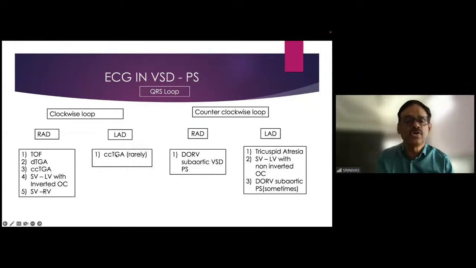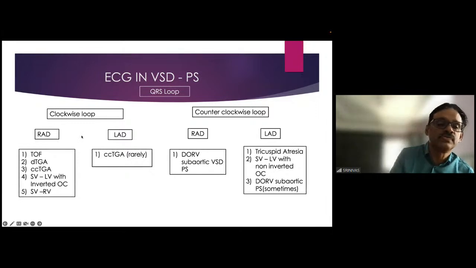In CCTGA, initially to start with, the axis will be left axis deviation. Even after the development of PS, sometimes the axis may remain as left axis deviation. It is extremely rare to have clockwise loop with left axis deviation in VSD-PS. This is usually an RV dominant situation. These are the conditions that can cause this combination of clockwise loop with right axis deviation.